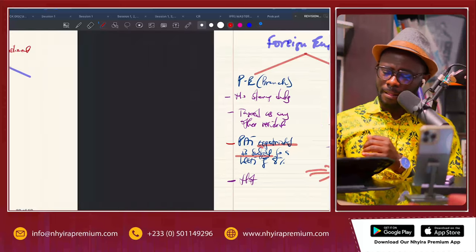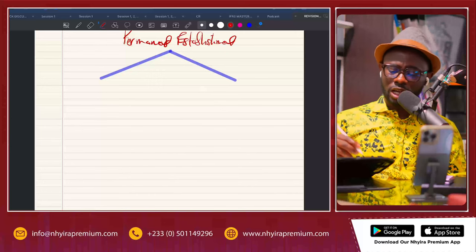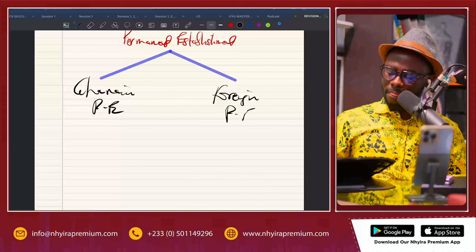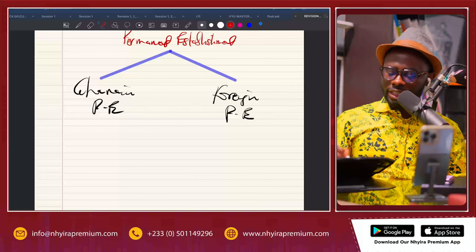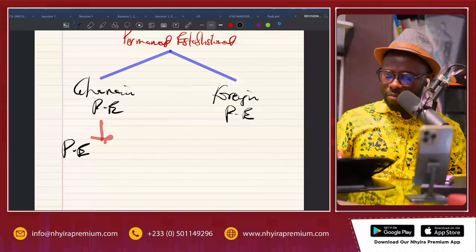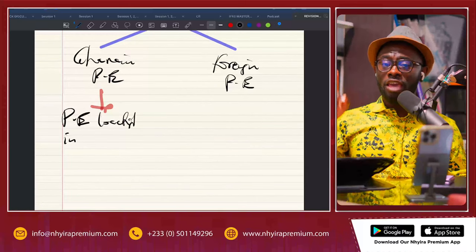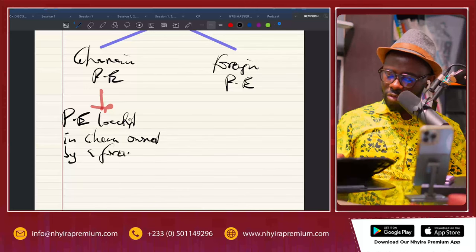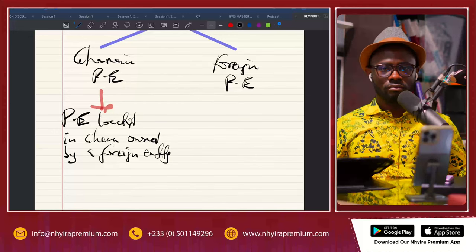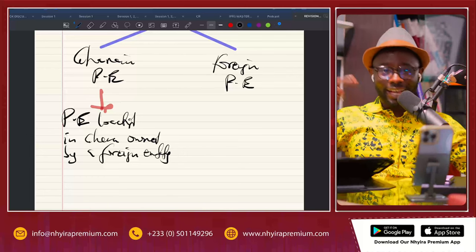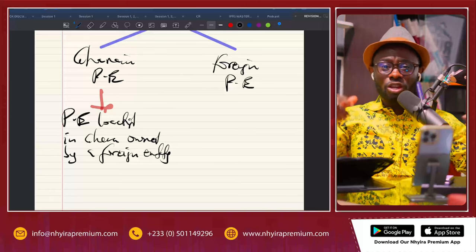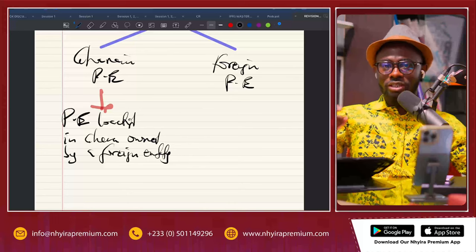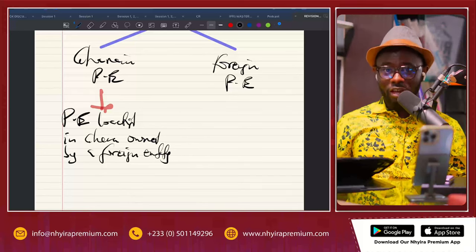On the basis of this discussion, we have the concept of permanent establishment. There are two types of permanent establishment: Ghanaian permanent establishment and foreign permanent establishment. Please don't let the name deceive you. When we say a Ghanaian permanent establishment, we mean a permanent establishment located in Ghana owned by a foreign entity. Although you are hearing the word Ghanaian, because on the average, when you hear Ghanaian, it means it is ours, it's for us, that's not what we are doing here. Ghanaian permanent establishment means a permanent establishment located in Ghana owned by a foreign entity.